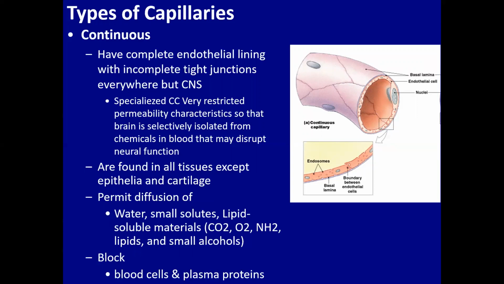They have incomplete tight junctions. You can find continuous capillaries with these incomplete tight junctions everywhere, but within your central nervous system. You need to have continuous capillaries that are specialized in your central nervous system, because your brain is going to be isolated from chemicals. So remember the blood-brain barrier, and they have tight junctions. Continuous capillaries are found everywhere except in your epithelia and in your cartilage.